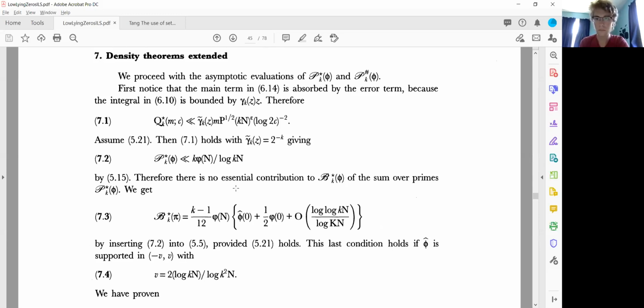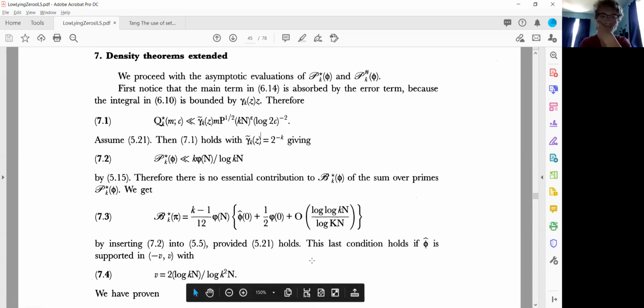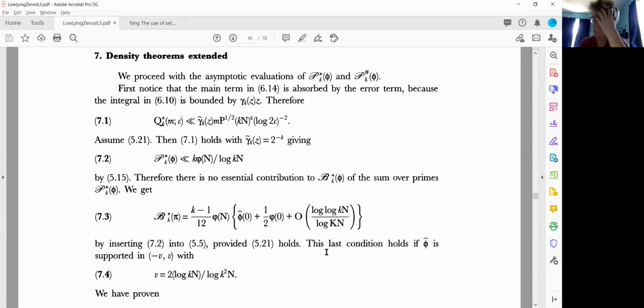Excellent. So for bk star, we don't really have to worry about any of the other stuff. We have a very nice answer for it, and it holds as long as v is at most 2 log kn over log k squared n. If you fix the weight k and let n go to infinity, the log of kn is essentially the log of n, and the log of k squared n is essentially the log of n. So this is telling you that if you let the weight be fixed and the level go to infinity, you can take support up to 2.